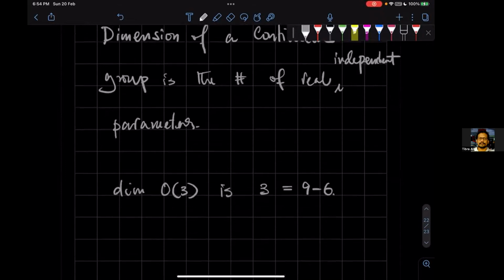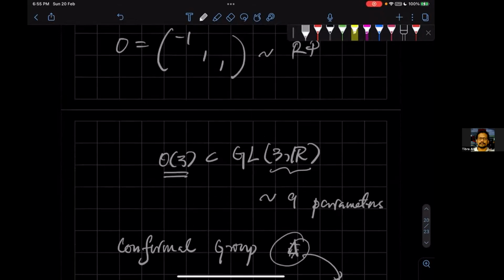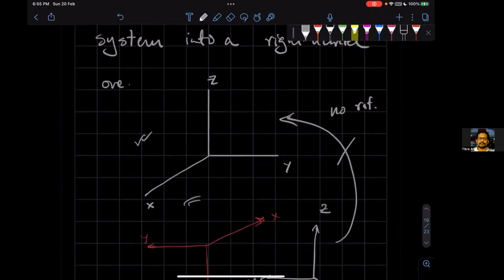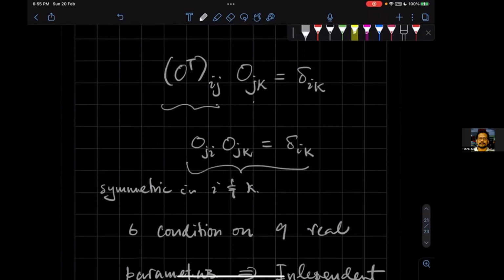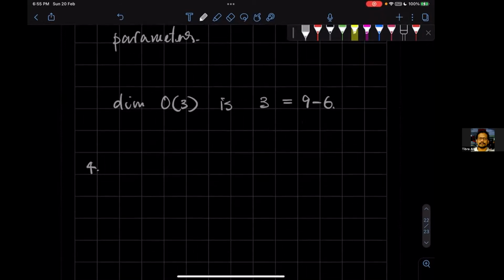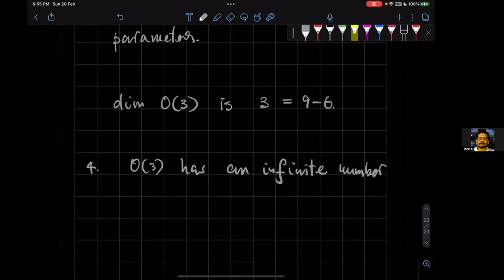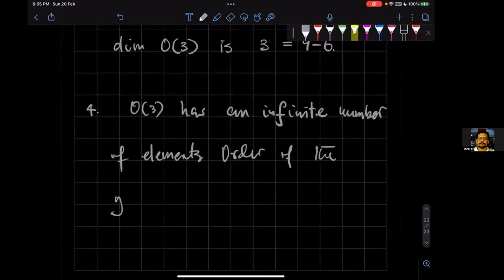Okay, so that's the dimension of the group; that was comment number 3. And then number 4 is that O3 has an uncountably infinite number of elements, right? This is not a finite group. So that means that the order of the group doesn't make sense anymore.